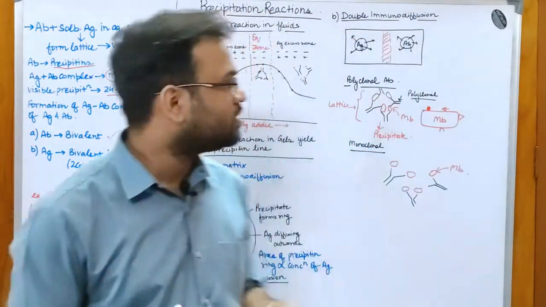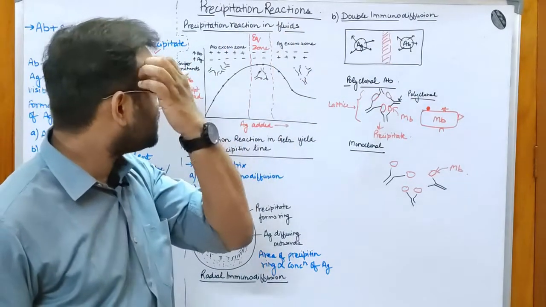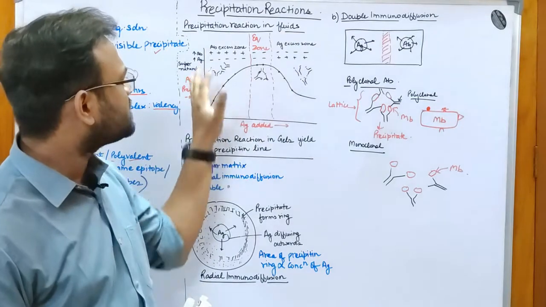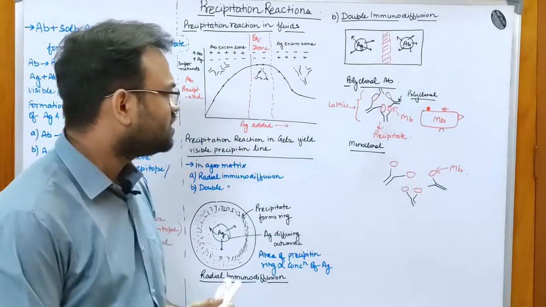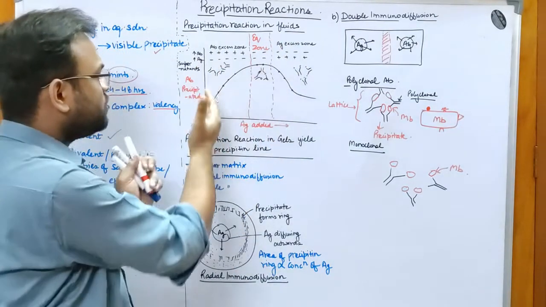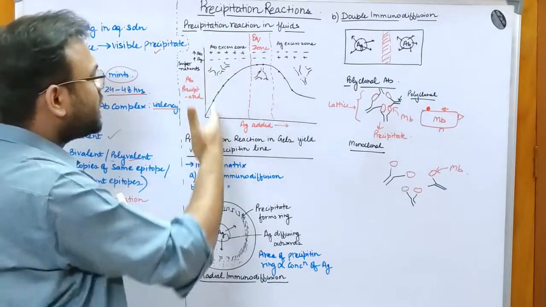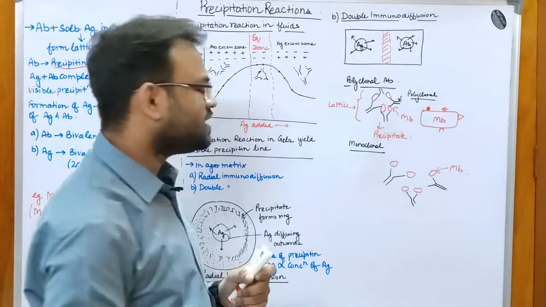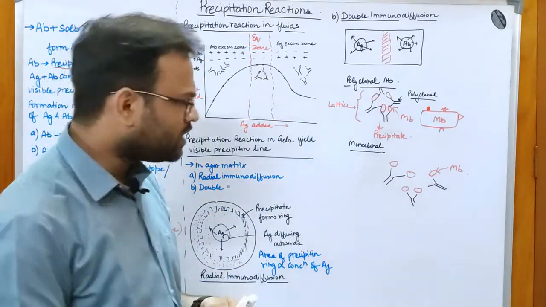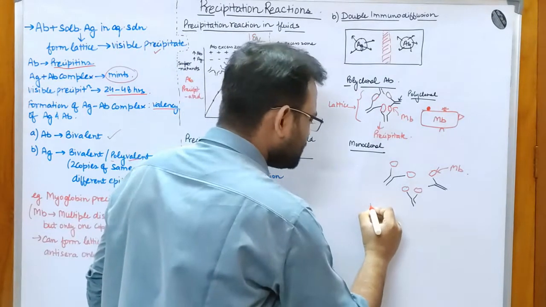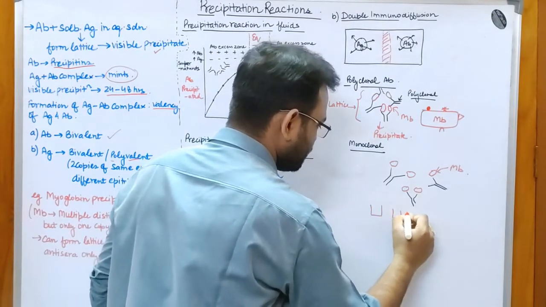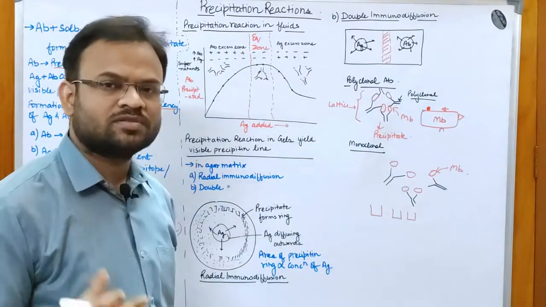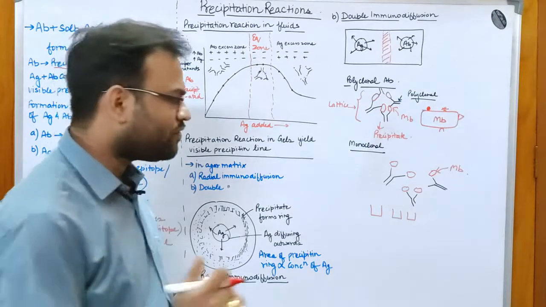Now let us move on to the precipitation reactions in fluid. In order to understand this diagrammatic representation, let us first start with the axes. On the y-axis you can see the antibody precipitated, on the x-axis you can see antigen added. What we are doing is, let us say we have different bottles, and these bottles are of the same type, and in these bottles we have a constant amount of antibody.